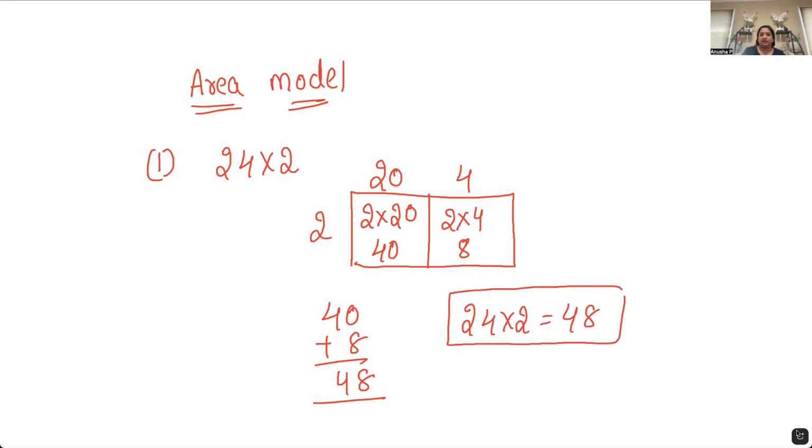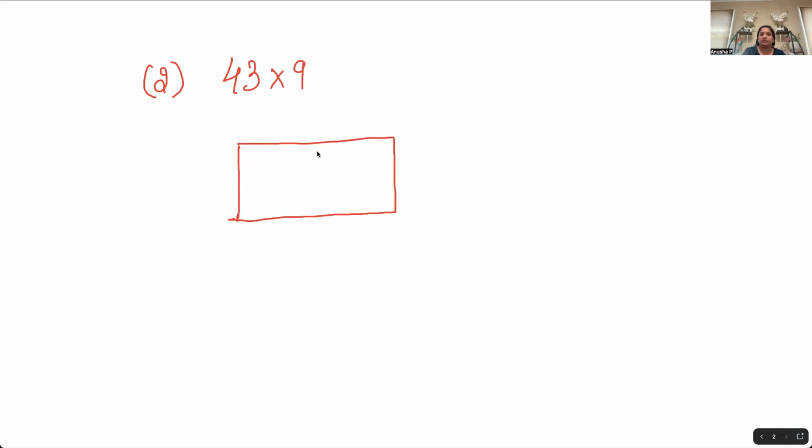Coming to the second example, we will do 43 times 9. 43 is a two-digit number, so we are making the big box into two boxes, 40 and 3. Now we are multiplying it by 9.